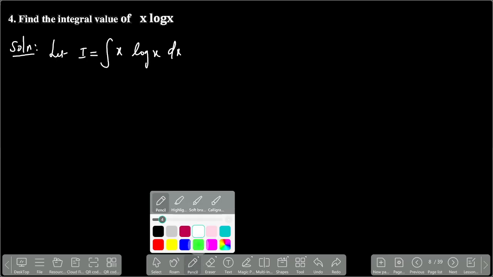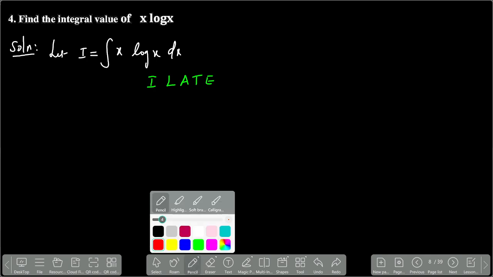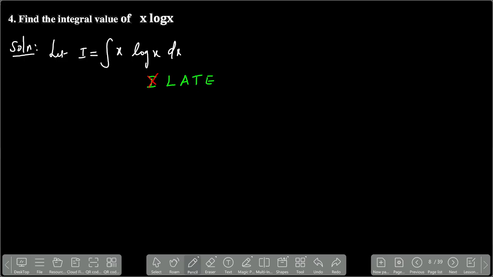Now question number 4. What is given? Let I equal the integral of x log x into dx. What word do we suggest? ILATE. Compare each function, first x. There is log x, no inverse. L is log. Correct?